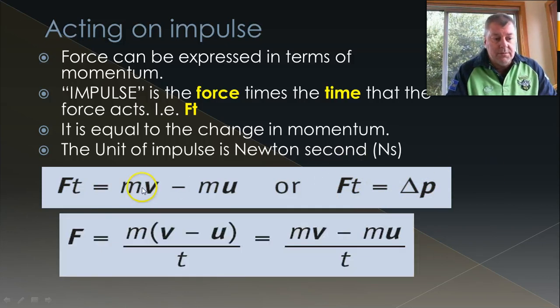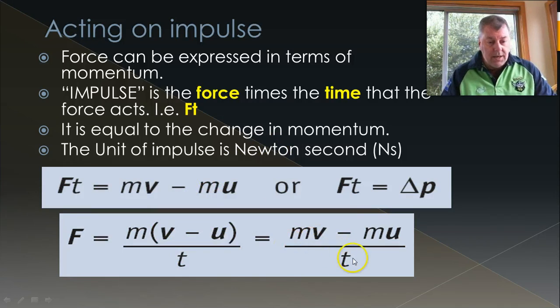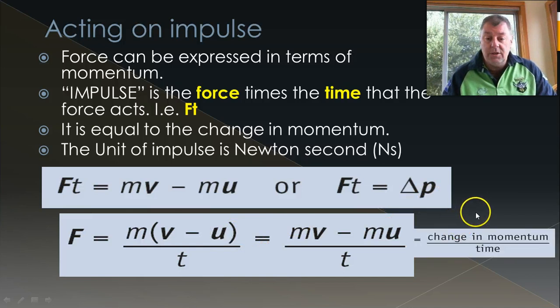Now, the change in momentum, this bit here, can be rearranged to look like this, which is F equals m multiplied by, because m is the common multiple, v minus u divided by t. Now we'd recognise that v minus u divided by t is actually equal to a. But we don't need to know that because we're interested in impulse. And so this t and this t can come across here and give us the change in momentum. Okay, so the change in momentum divided by time equals force. That's how momentum is related to force.